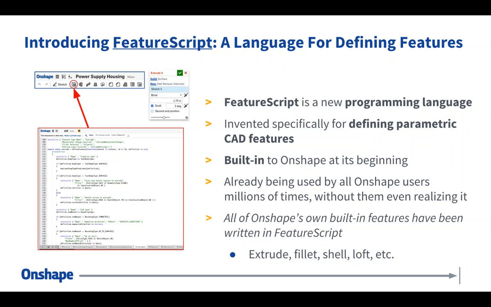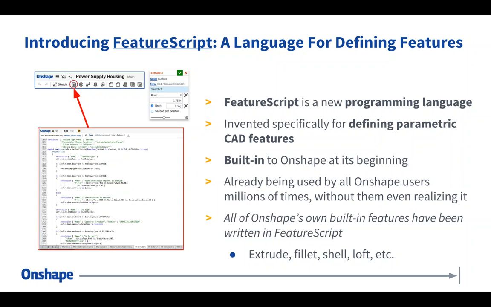This language was built into Onshape since the beginning. It was a core piece of our CAD functionality since the very beginning of Onshape itself. Our own commands, the extrude, revolve, sweep, loft, shell, fillets, and so on, are all built in FeatureScript. In fact, I can show you the code in just a moment for our own native features. We've released the source code for our own standard features.